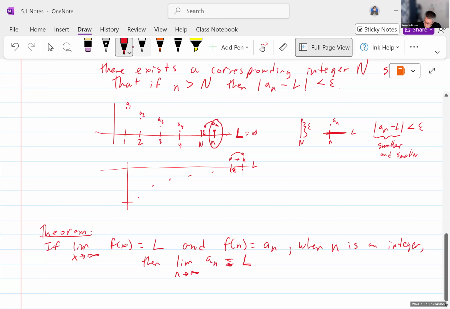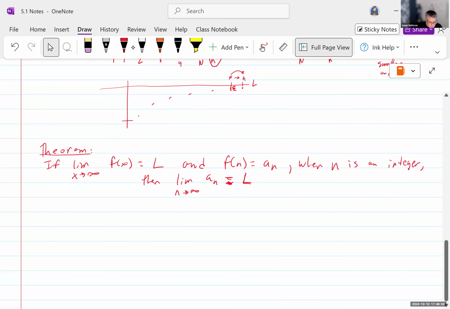Okay, so basically what this is saying, which is kind of nice, if we look at our function, let's let the function be, I don't know, f of x equals 1 over x. Well, if we take those values, those are all the values on this curve.